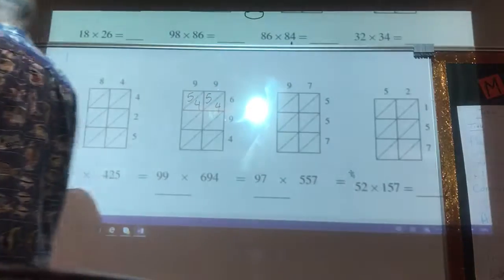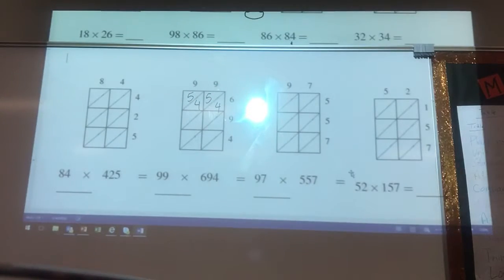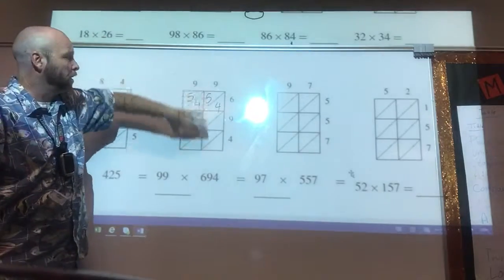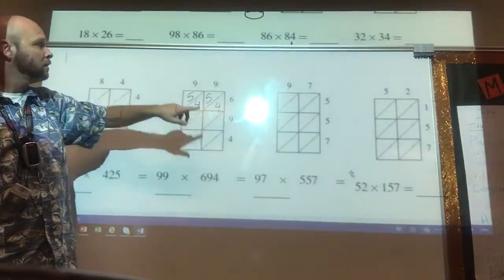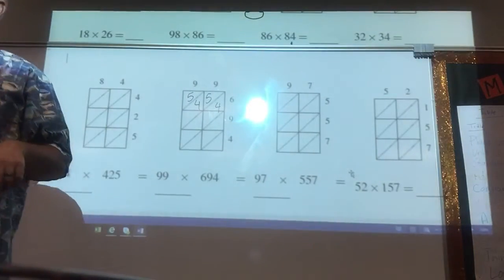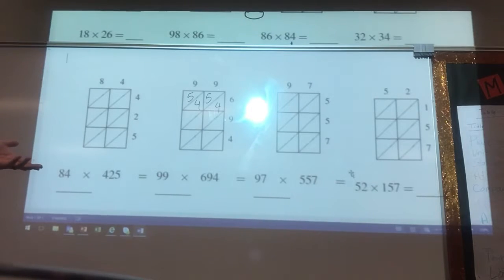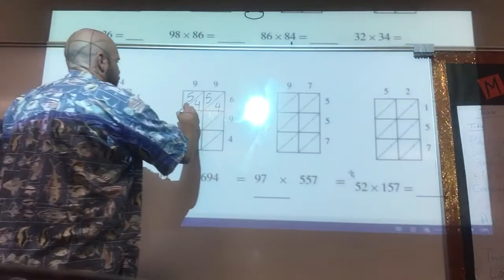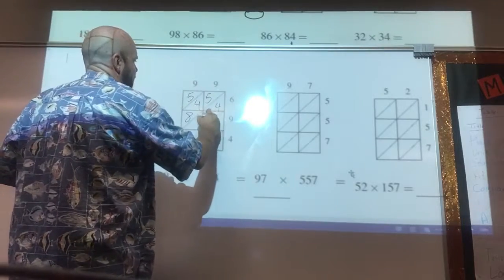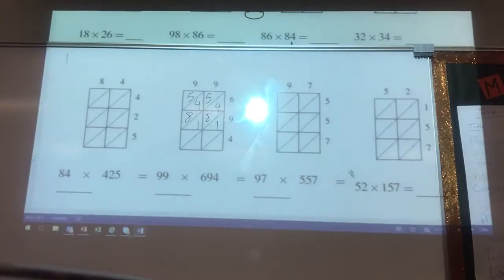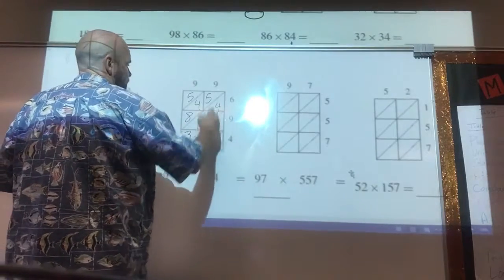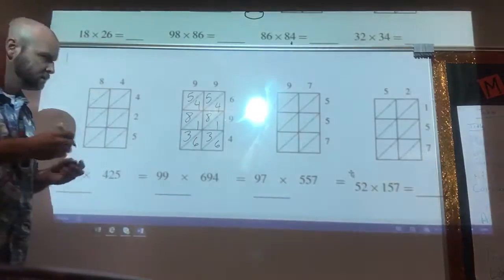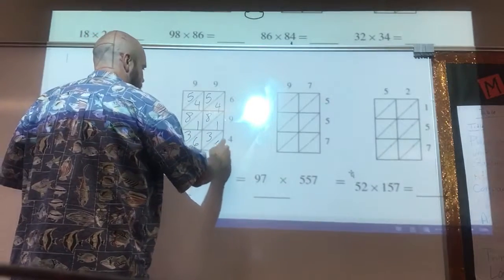I just noticed a little hint: since these are both 9, whatever you put in this box, you're going to put in this box. So 9 times 9, we said, is 81. Since I'm just multiplying another 9 times 9, I have 81. 9 times 4 is 36. Okay, if I put my little cups in.